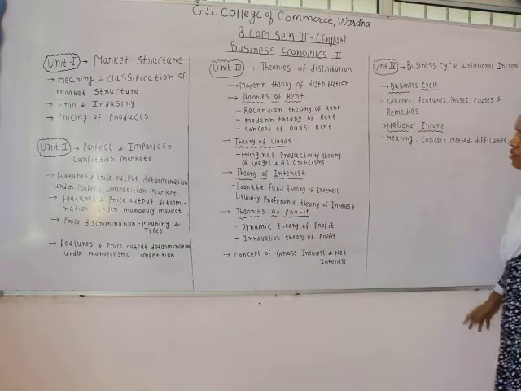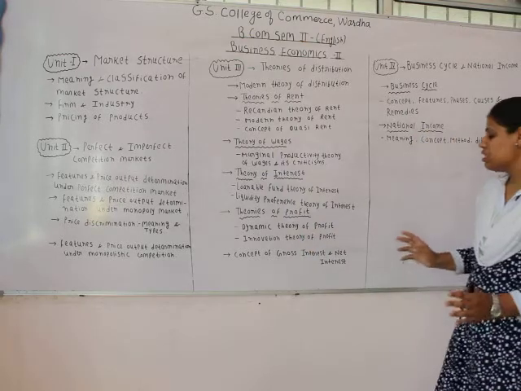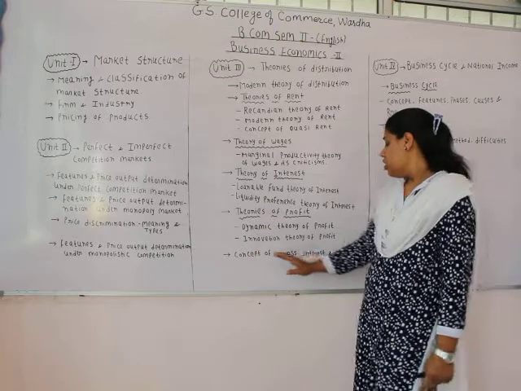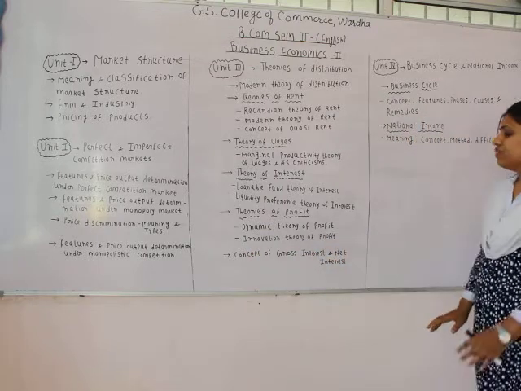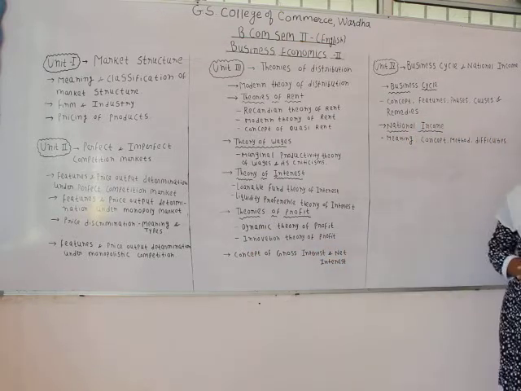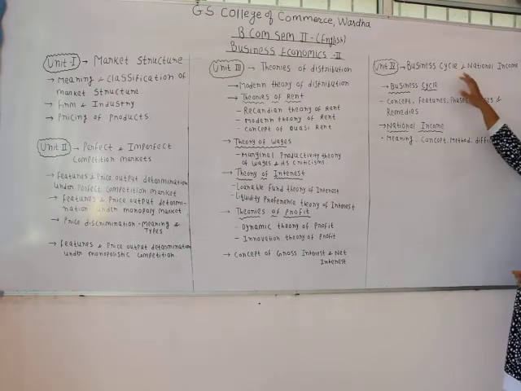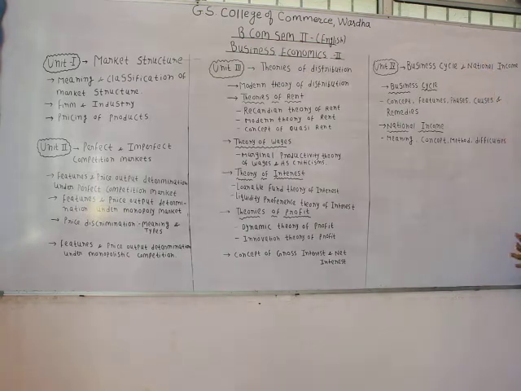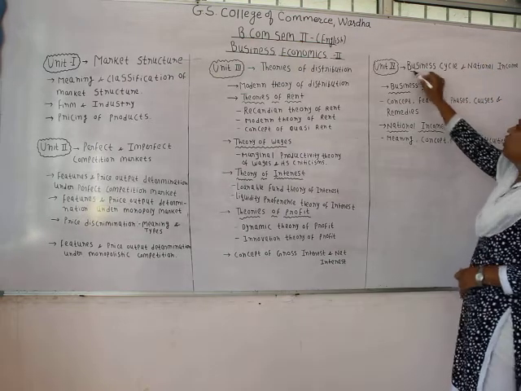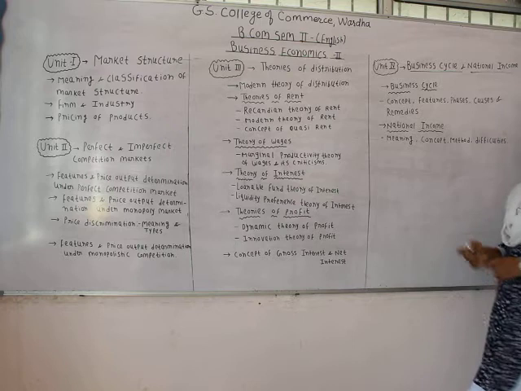And after that we would deal with a small concept of gross interest and net interest, and then we will end up with this unit. After that we would see our fourth unit, that is business cycle and national income. As the name indicates, this unit is divided into two chapters. First one is business cycle and second one is national income.